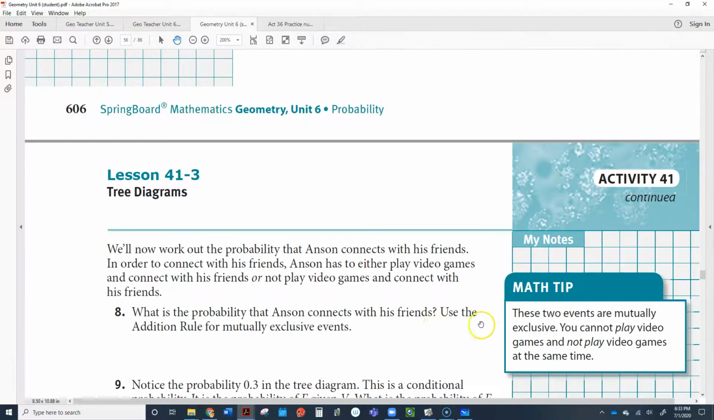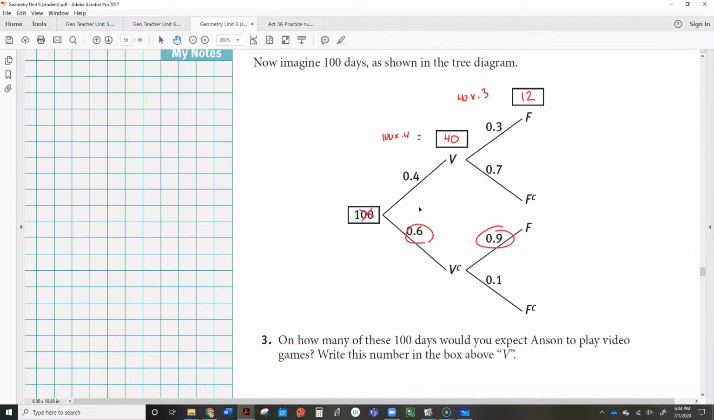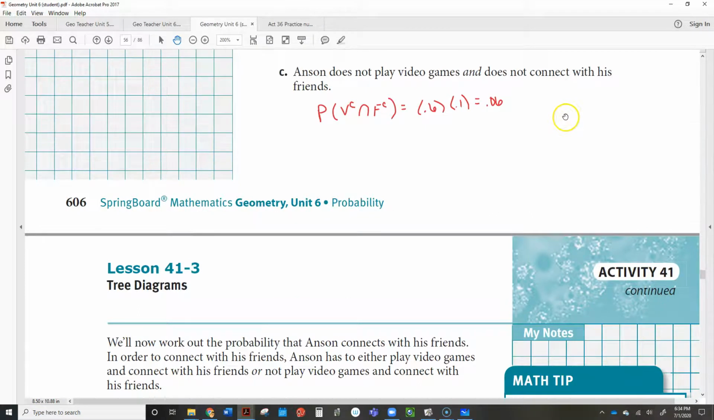Okay. Number 8 says we will work out the probability that Anson connects with his friends. So we're only interested in the fact that he connects with his friends. It says be careful, because there are 2 different ways that he could do it. We've got connecting with friends here, and connecting with friends here. He can connect with his friends after he played video games, or after he did not play video games.